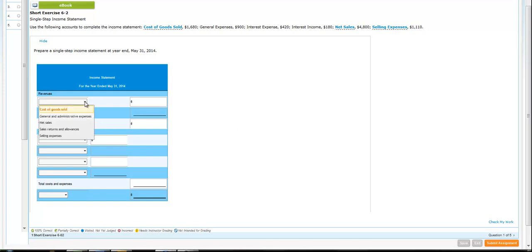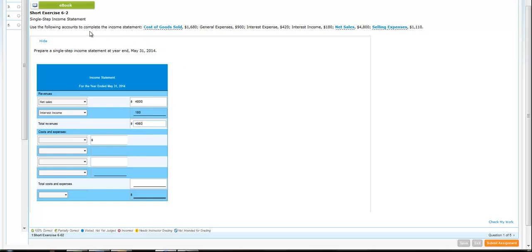We have two revenues. Our first revenue is net sales, and our net sales has a balance of $4,800. Then the information above also says we have interest income. Interest income is the income that we earn, or interest we earn based off of investments, and our interest income is $180. So we add that together and we get total revenue of $4,980.